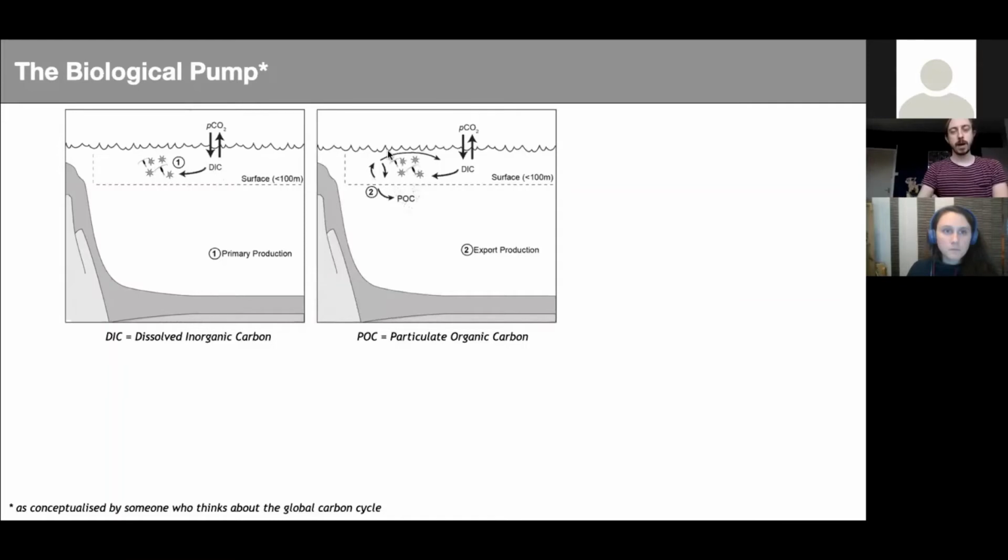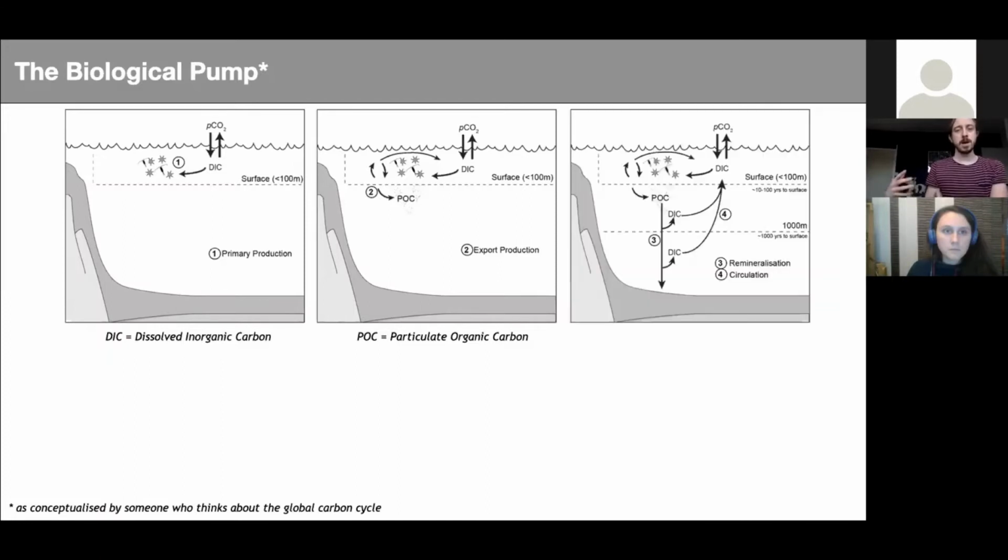Most of that organic matter will be consumed by other heterotrophic organisms and eventually will be returned back to dissolved inorganic carbon in the surface ocean. But a small fraction of that organic carbon will actually enter the ocean interior as passively sinking particles of particulate organic carbon. This is what we term export production. And that POC will continually sink down through the water column, and it's colonized by bacteria that will degrade it and respire that carbon back to dissolved inorganic carbon.